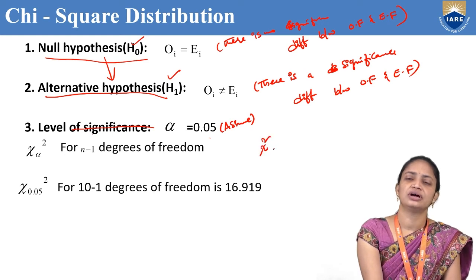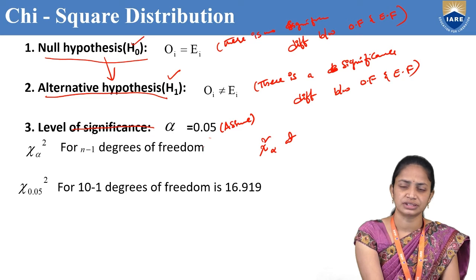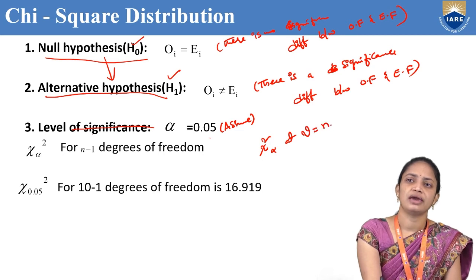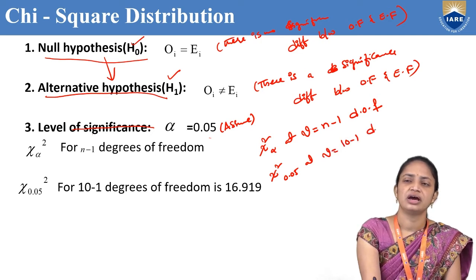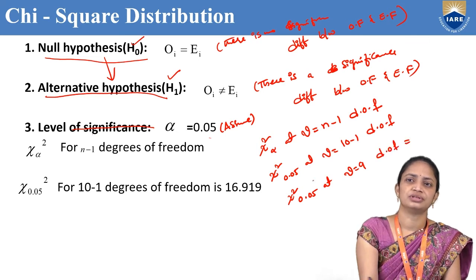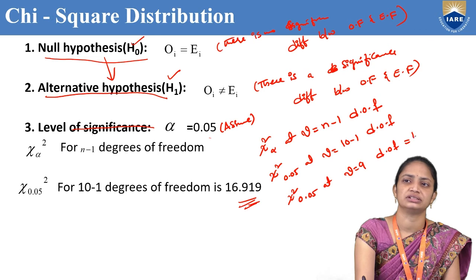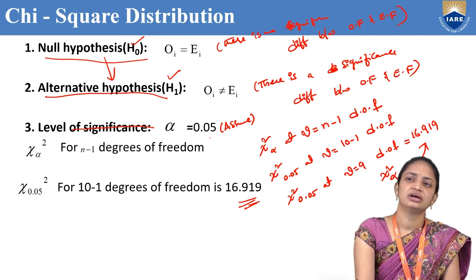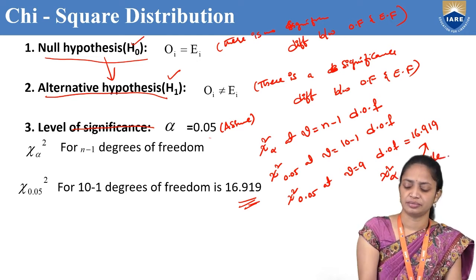Now we need to calculate chi-square alpha at the level of significance. In the third step we need to calculate chi-square alpha. That chi-square alpha value is at nu equal to n minus 1 degrees of freedom. So chi-square 0.05 at nu equal to 10 minus 1, that is 9 degrees of freedom. That value we have taken from the table, that is 16.919.